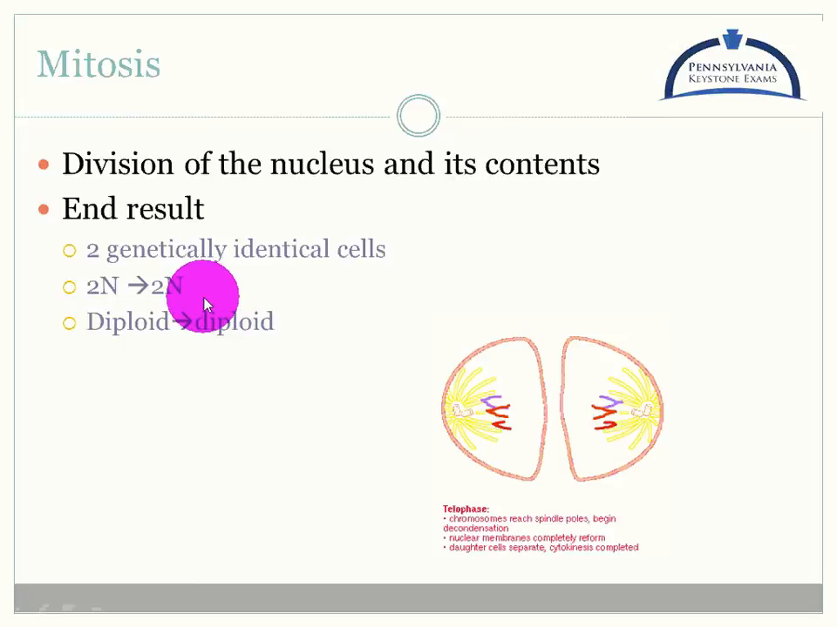So in your body, your magic number is 46. You have 46 chromosomes in every single one of your cells. You have 2 sets of 23 chromosomes in every single one of your body cells.